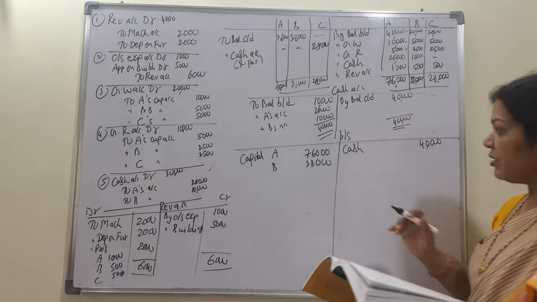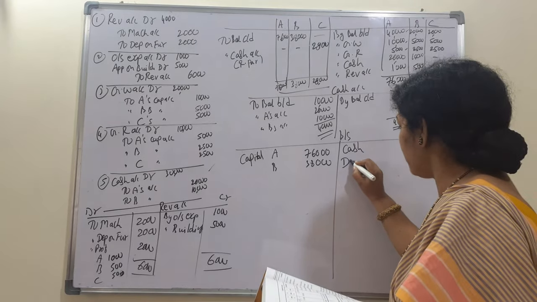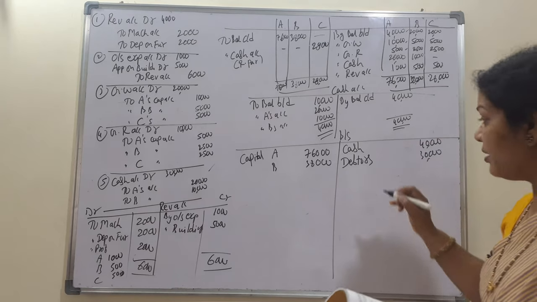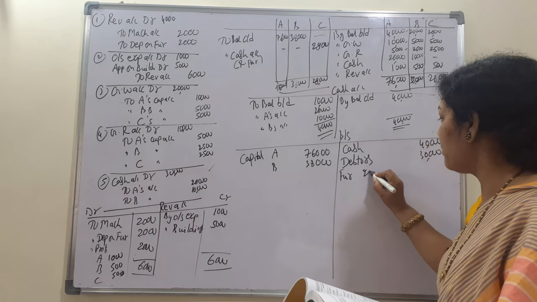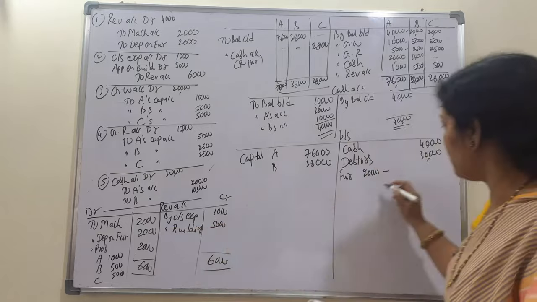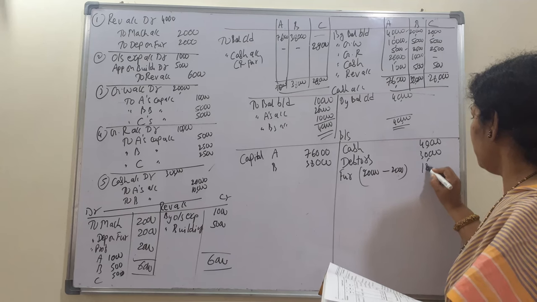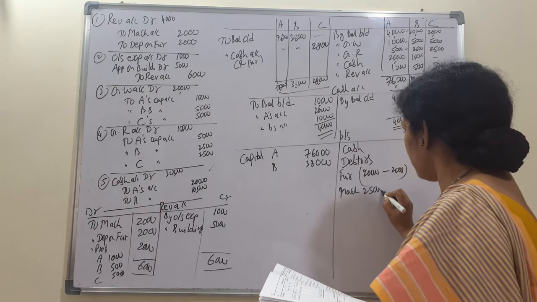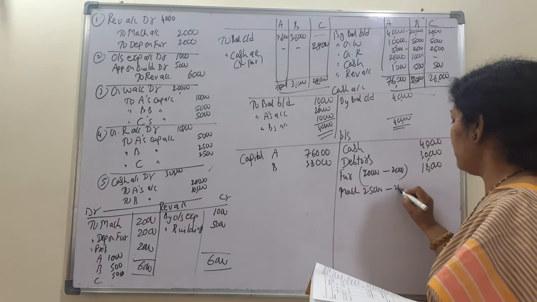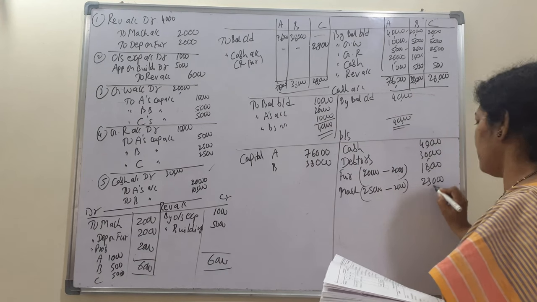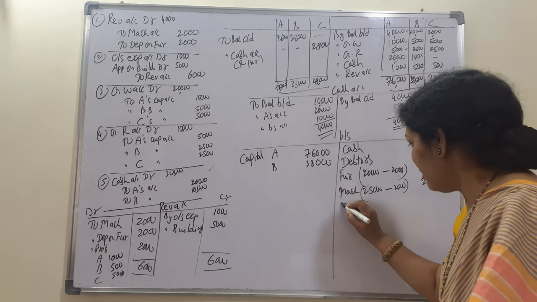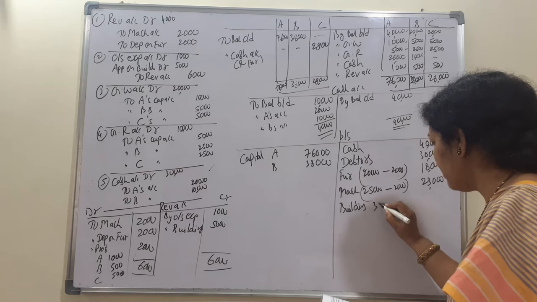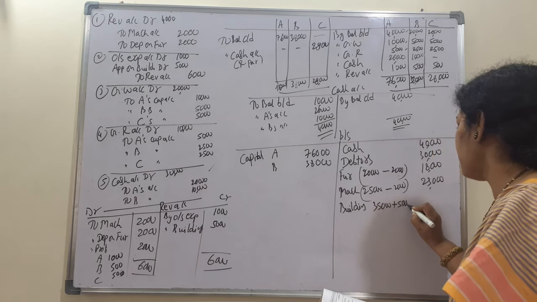Now next, what else is there? Assets are debtors. Debtors are 30,000. Next, furniture, there is a depreciation. Furniture value is 20,000 minus depreciation 2,000, 18,000. After that, machinery 25,000. Machinery also has a depreciation of 2,000. So it is 23,000. Next, building appreciation is there. Building value is given as 35 plus 5,000. It is 40,000.